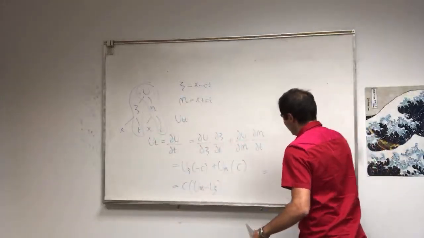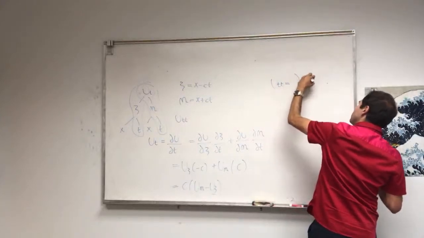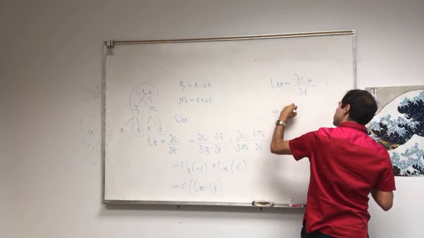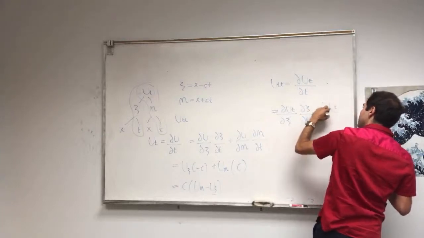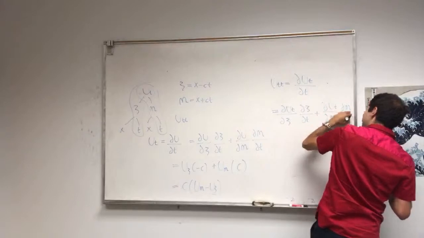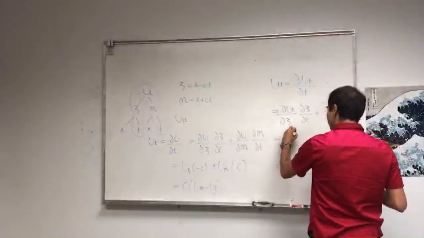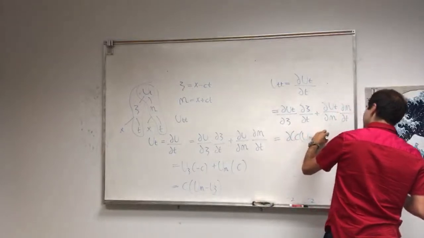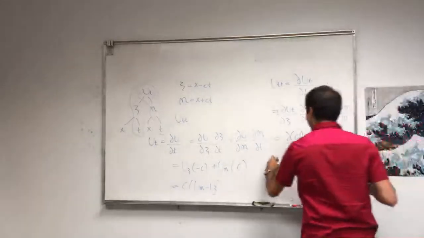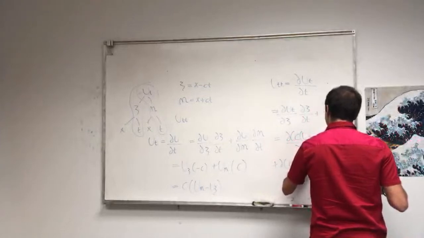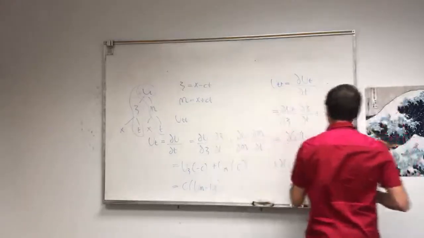So now let's do utt. That's partial ut with respect to t. So that's partial ut with respect to xi times partial xi with respect to t, plus partial ut with respect to eta times partial eta with respect to t. And now we know what ut is, so this is the partial of c u eta minus u xi with respect to xi, times dxi over dt, which is minus c, plus the partial of c u eta minus u xi with respect to eta, times deta over dt, which is c.